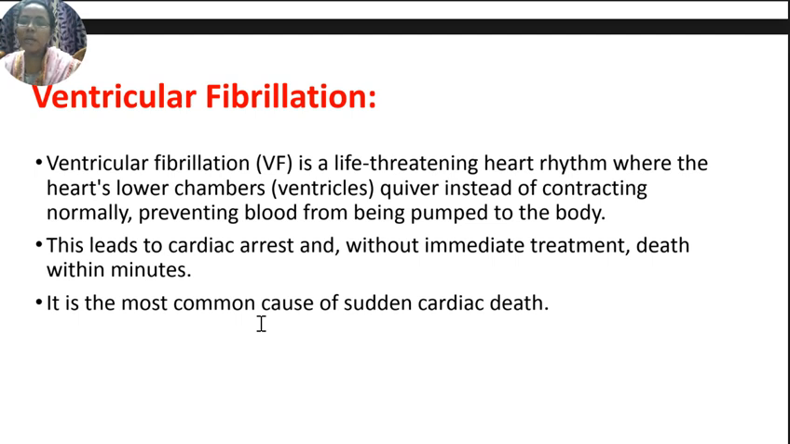Suddenly it can lead to cardiac arrest without immediate treatment. So if we identify any early signs of fibrillation, we should go for treatment. So what is the therapeutic equipment which is used to treat ventricular fibrillation? Yes, that is the defibrillator. A defibrillator is a therapeutic equipment which is used to treat this kind of fibrillation.